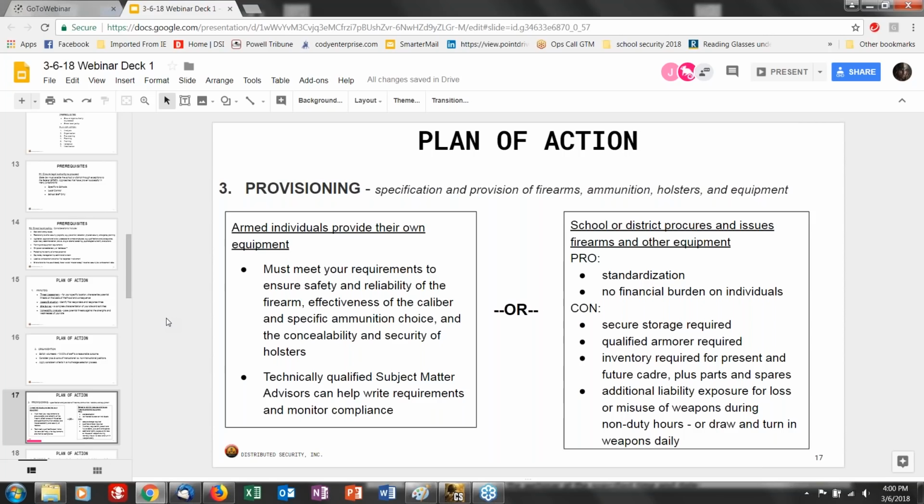And in order to do that, you're going to have to engage some qualified subject matter advisors to help you write those requirements and then monitor compliance. That's expertise that frequently does not occur within an existing school administration team. The secondary approach, which has been taken in some school districts, has lots of potential drawbacks.